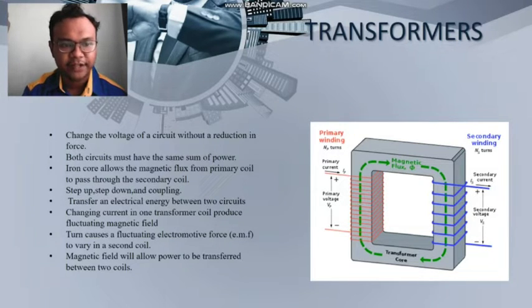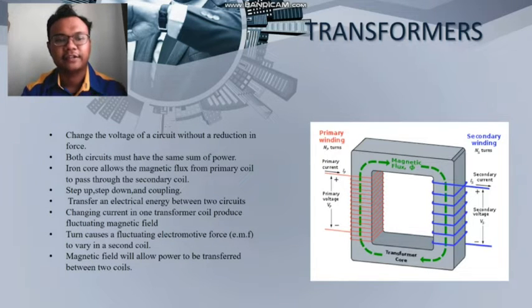The transformer also can transfer electrical energy between two circuits, and changing current in one transformer coil will produce a fluctuating magnetic field. That in turn causes a fluctuating electromotive force, which is EMF, to vary in a second coil or second winding. The magnetic field will allow power to be transferred between the two coils of the transformer. That's all from me. Thank you.